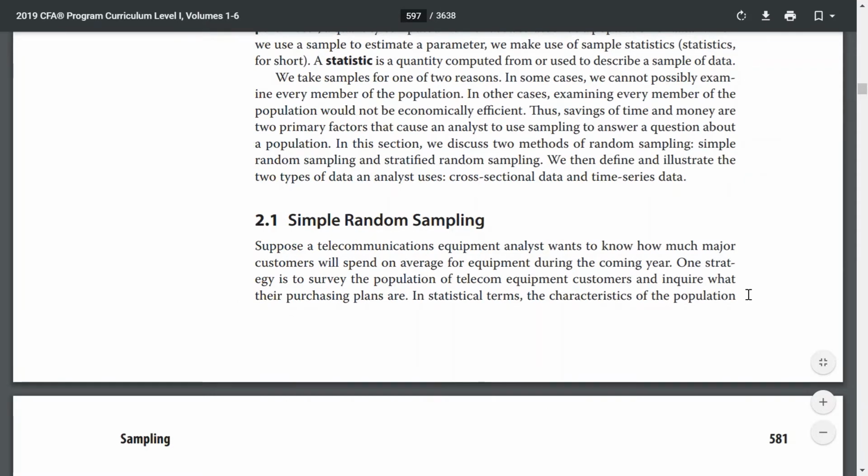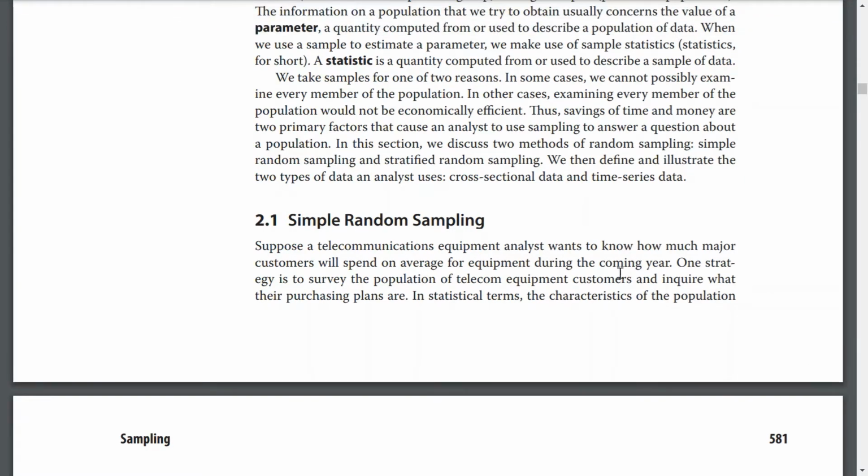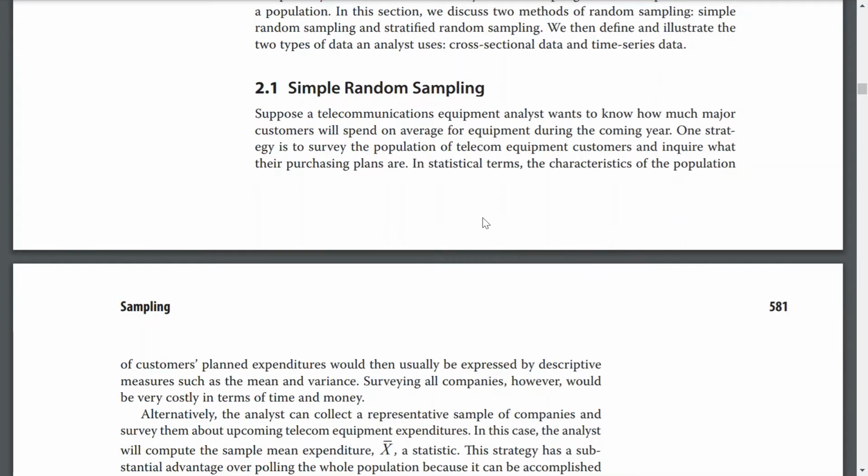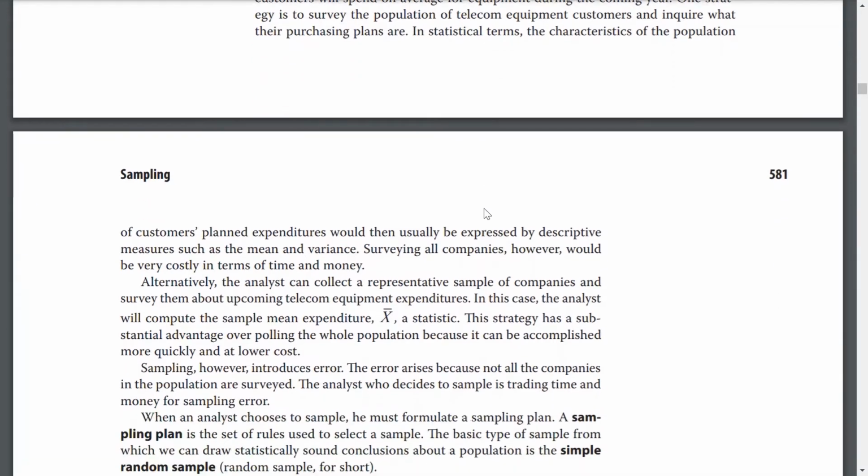2.1 Simple random sampling. Suppose a telecommunications equipment analyst wants to know how much major customers will spend on average for equipment during the coming year. One strategy is to survey the population of telecom equipment customers and inquire what their purchase plans are. In statistical terms, the characteristics of the population of customers' planned expenditures would then usually be expressed by descriptive measures such as the mean and variance. Surveying all companies, however, would be very costly in terms of time and money.